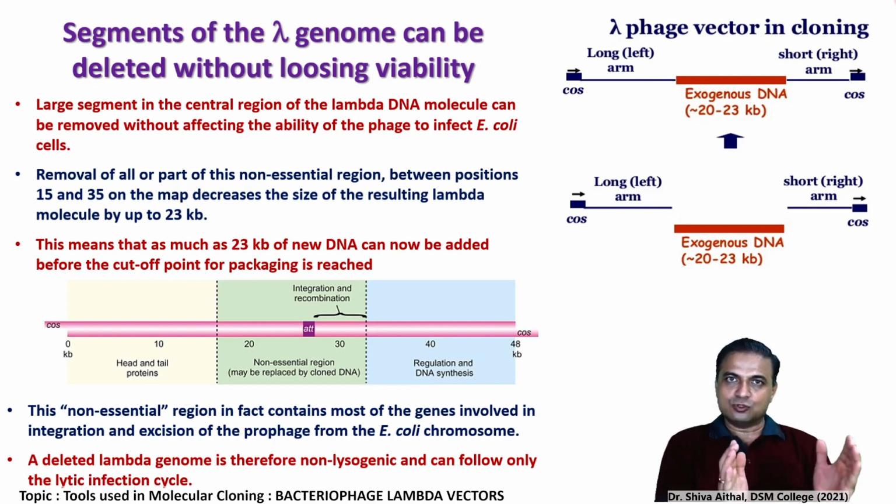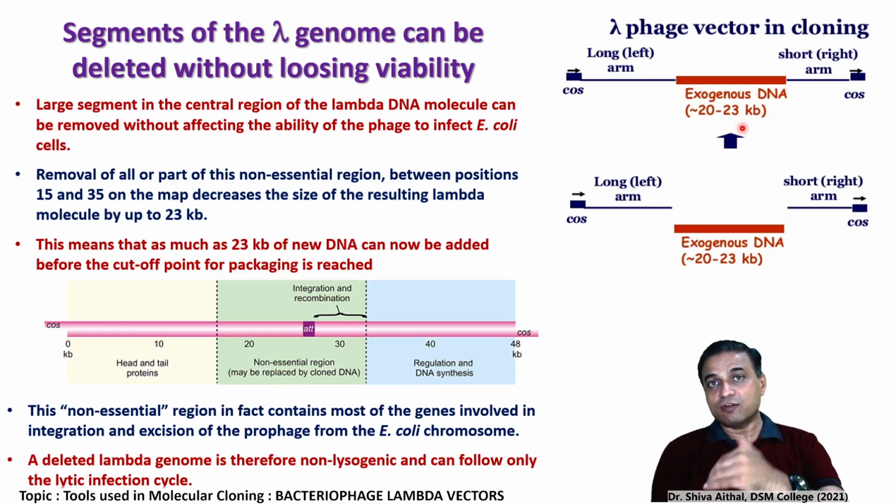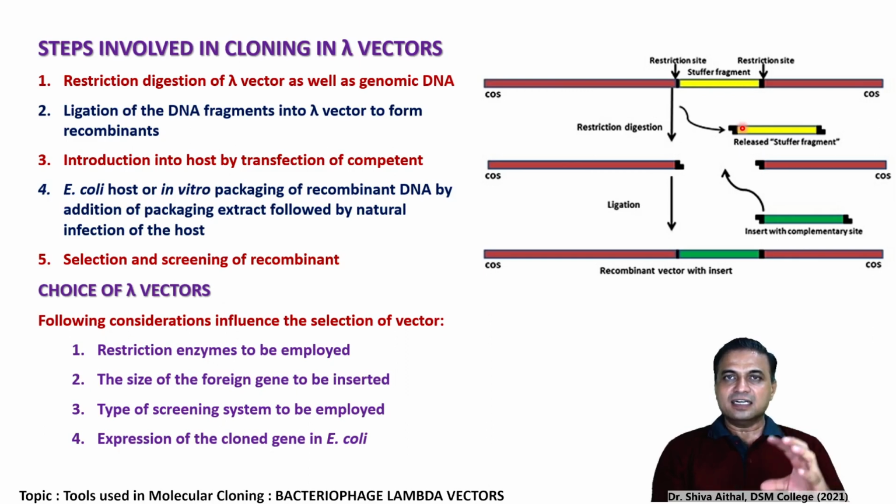We use the lysogenic genes by removing them. This is the exogenous DNA which is used for lysogeny, integration, excision, and it is not needed for us in the recombinant DNA technology. So we just use it for stuffing our gene of interest. And that is how these segments of the lambda genome can be deleted without losing the viability of the lytic cycle, and that is how you create a clone, or that is how the use of bacteriophage lambda in recombinant DNA technology is carried out. What are the steps in cloning the lambda vectors?